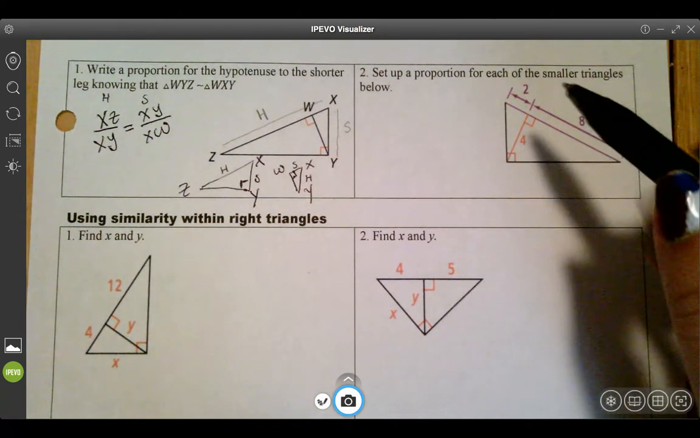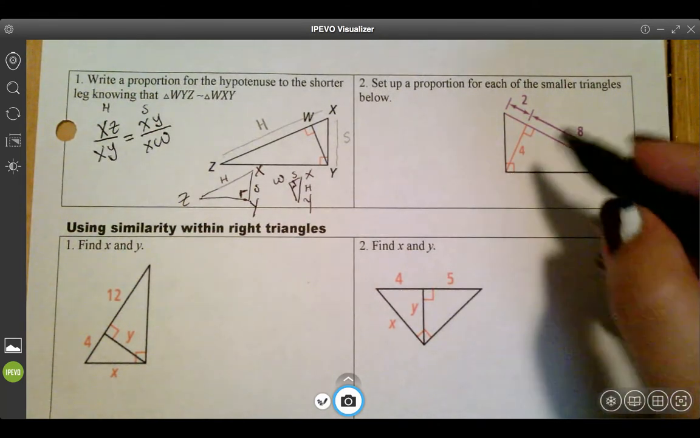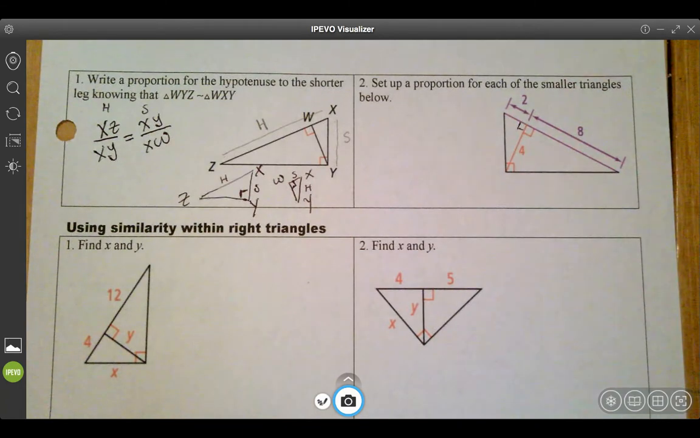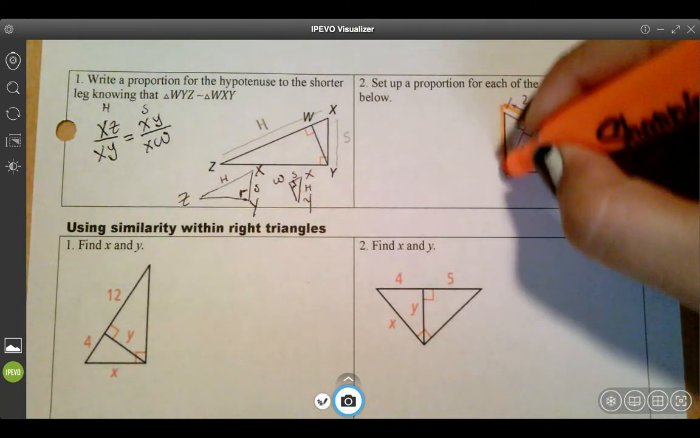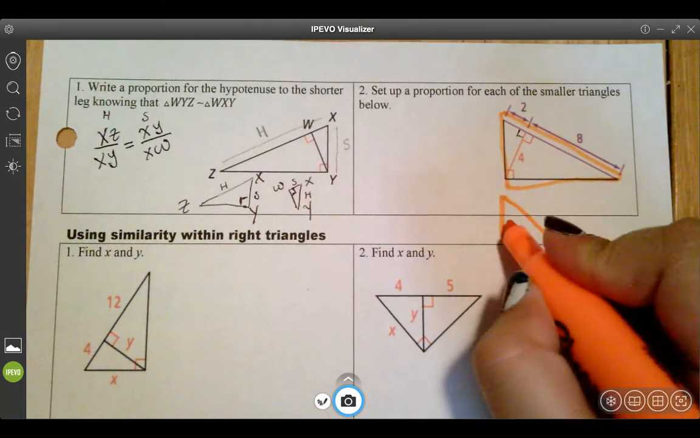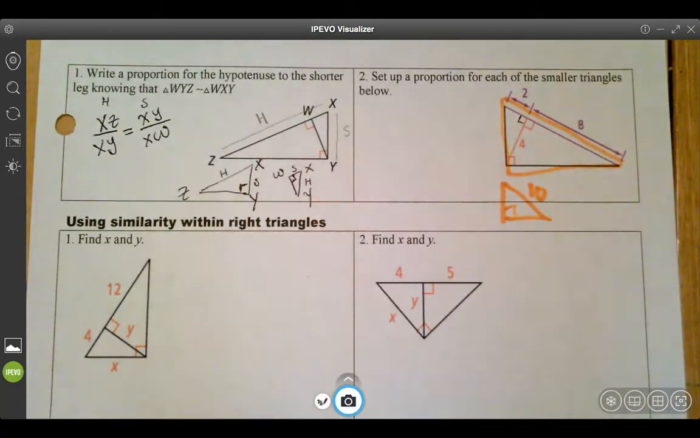For example 2, we want to set up a proportion for the smaller triangles below. So that means we need to draw out our smaller triangles. There's my right angle using my colors. Here's the big triangle in orange. And all I know for that is that the hypotenuse is 10. 8 plus 2 is 10.